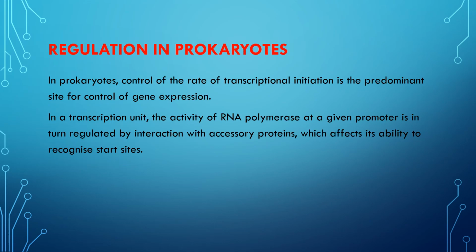Regulation in prokaryotes. In prokaryotes, control of the rate of transcriptional initiation is the predominant site for control of gene expression. In a transcription unit, the activity of RNA polymerase at a given promoter is in turn regulated by interaction with accessory proteins, which affect its ability to recognize start sites.